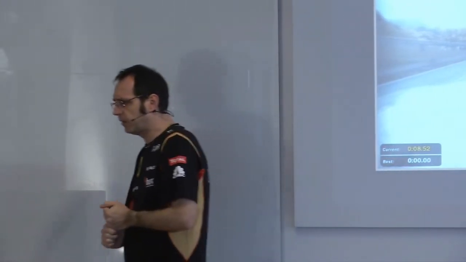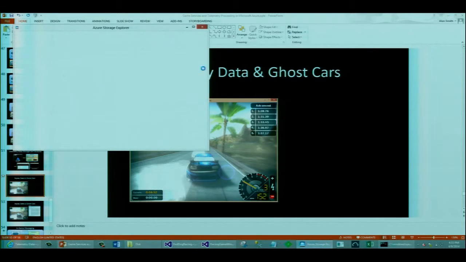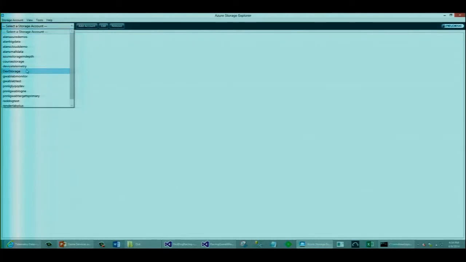So the driver replays is another way of storing telemetry data. It's stored in blob storage. We should be able to see the actual blobs here in the actual account. And it's basically binary data which contains the driver's position sampled 5 times a second throughout the lap.